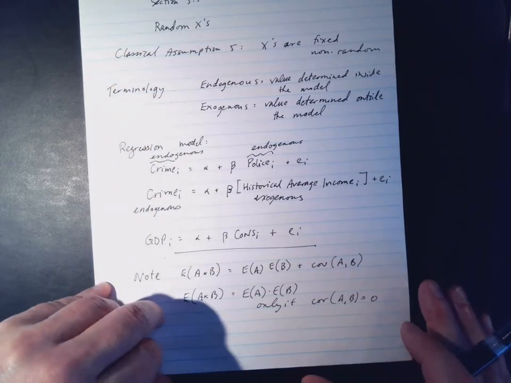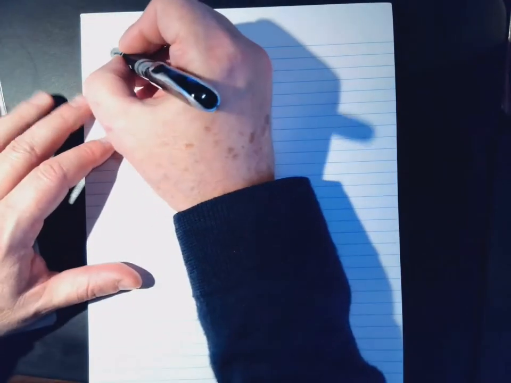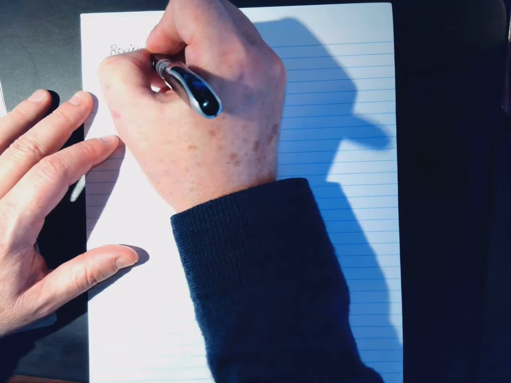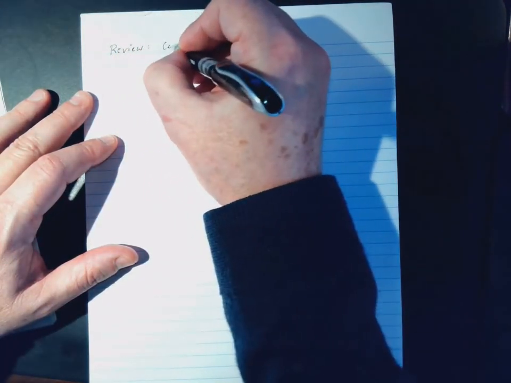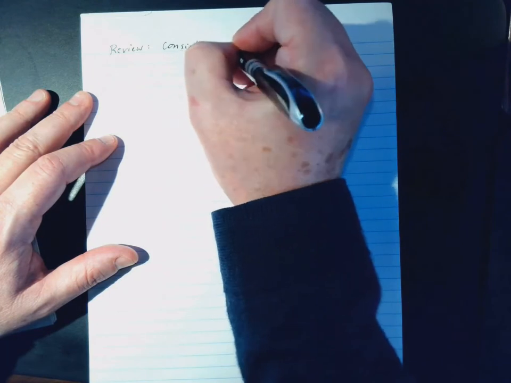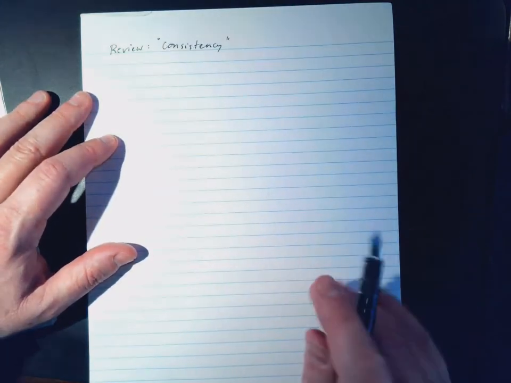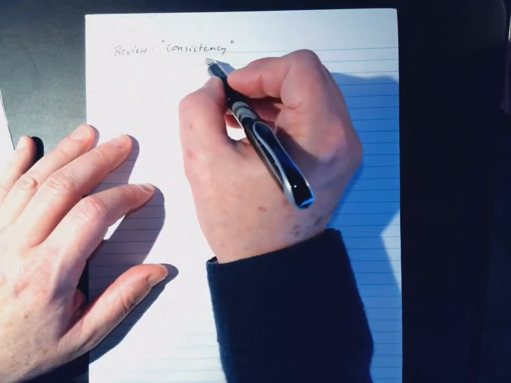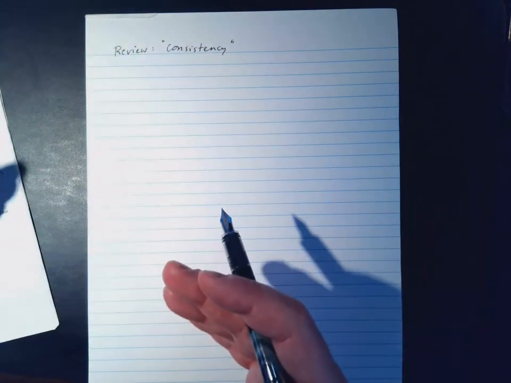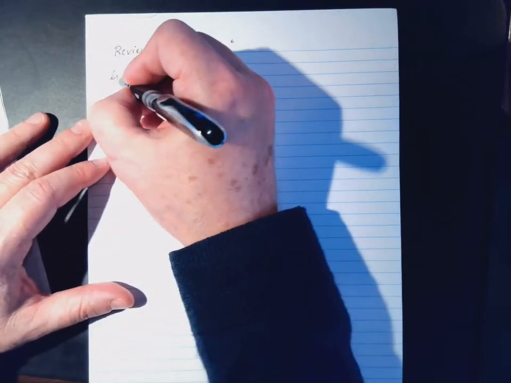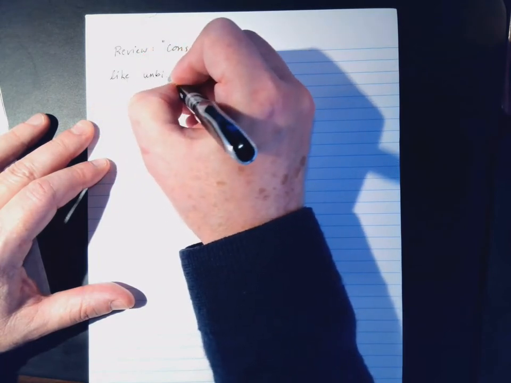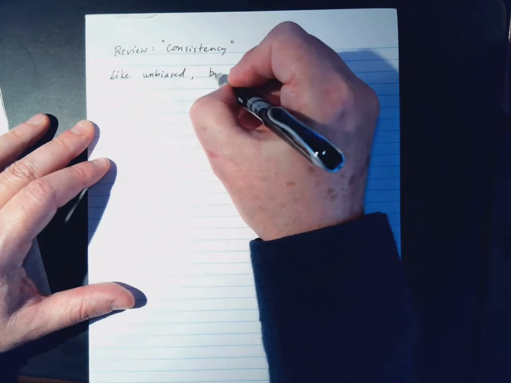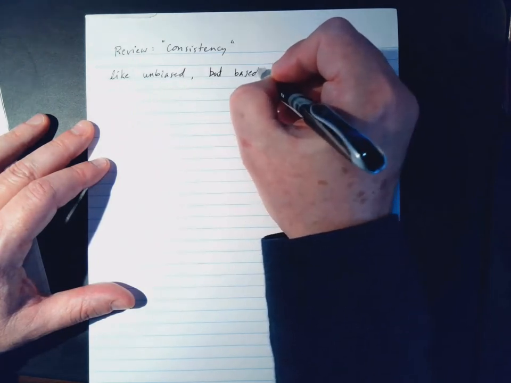One other thing I want to review is consistency. Now, I gave you a kind of muddled introduction to consistency when we were talking about the heteroskedasticity consistent estimator. And it is in the textbook. But let's go through it one more time. So consistency. We talk about estimators being consistent. It's like unbiased, but it's based on the sample size.